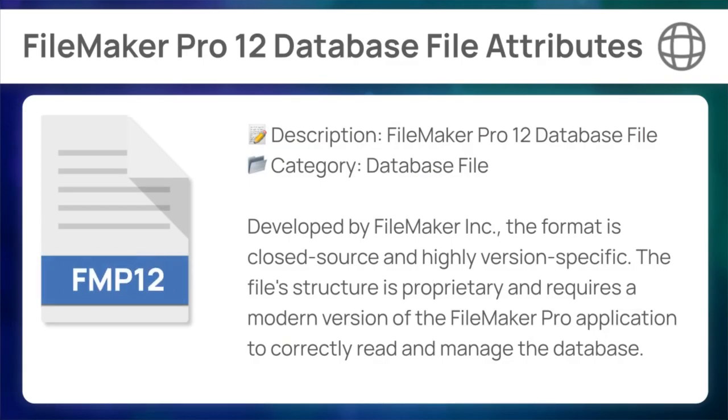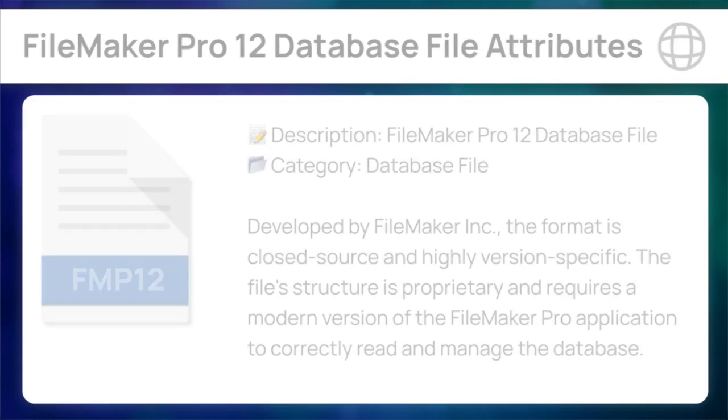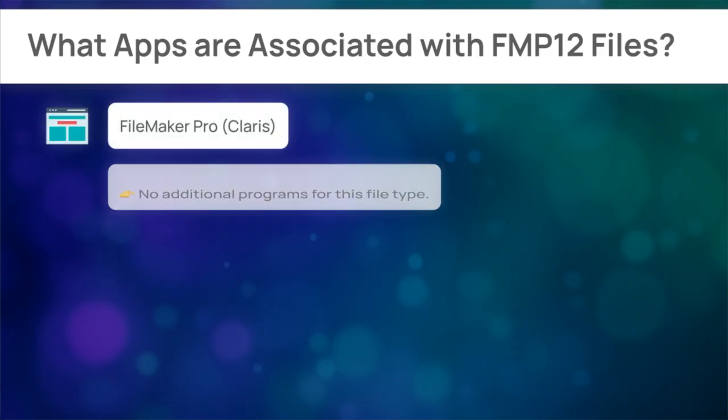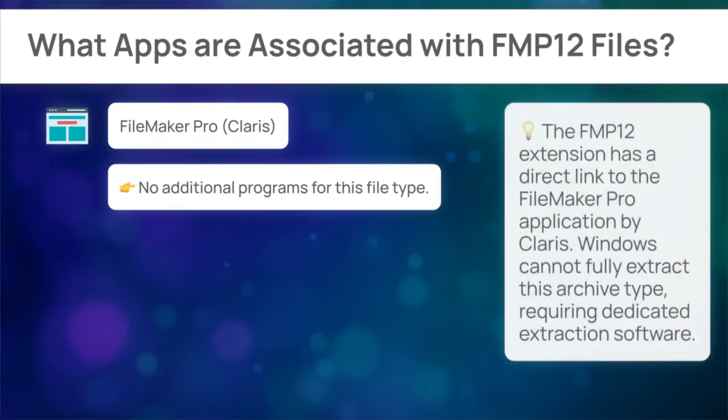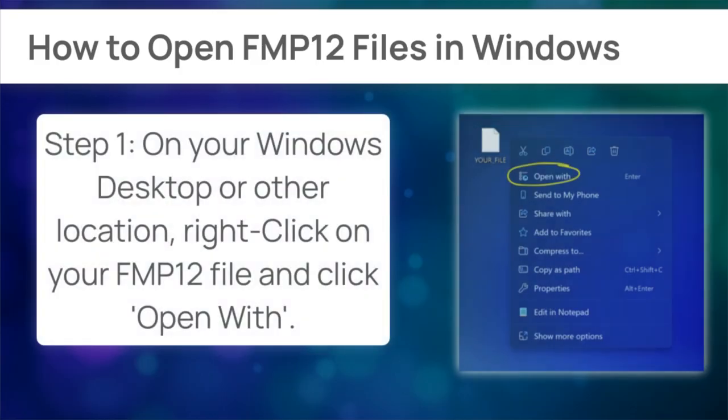The file structure is proprietary and requires a modern version of the FileMaker Pro application to correctly read and manage the database. The reference software for validating FMP12 integrity is FileMaker Pro from Claris. The decompression process demands a dedicated application for safety and accuracy. Windows cannot display meaningful content from these files, so dedicated database tools are required to read them. We'll conduct a full system compatibility scan now.